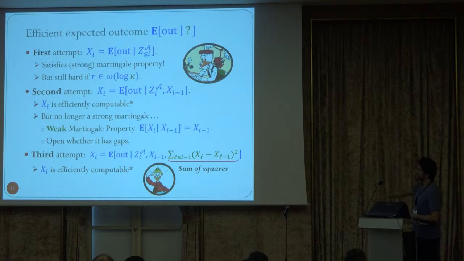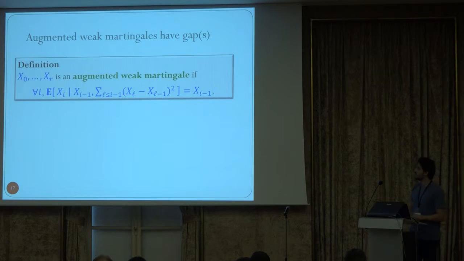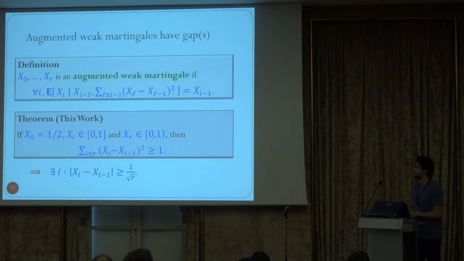And we observe that it lies somewhere in between the weak martingale of the second attempt and the strong martingale of the first. We call such sequences augmented weak martingales if they satisfy the following requirements. So the expectation of any given variable, given the previous one, as well as the sum of squares, is equal to xi minus 1. And we show that for any such sequence, if the sequence travels a constant distance, then the sum of squares is greater than 1, which by averaging implies that we get a 1 over square root of r gap between adjacent variables.